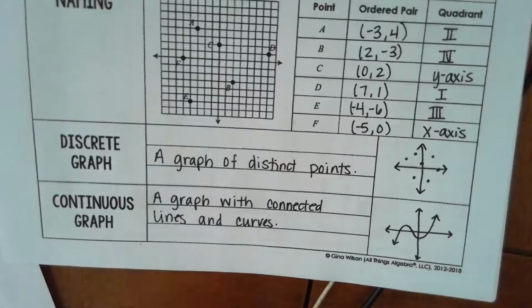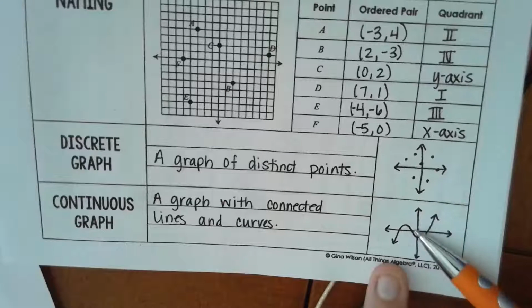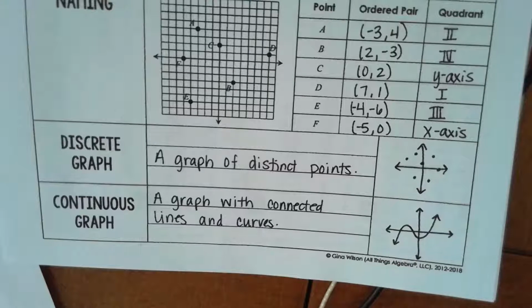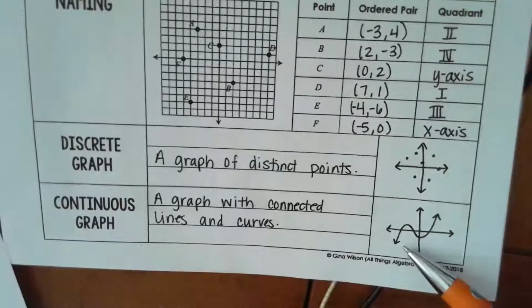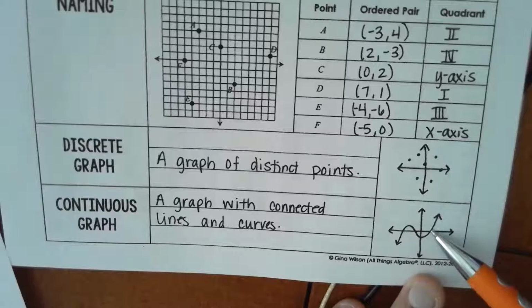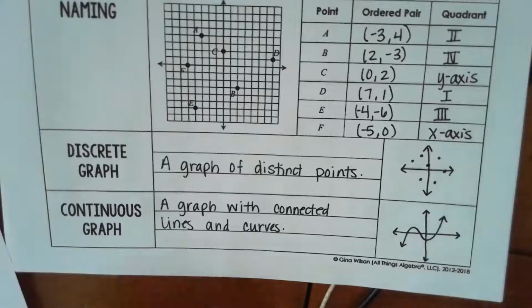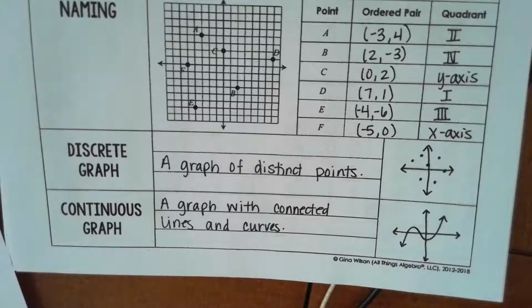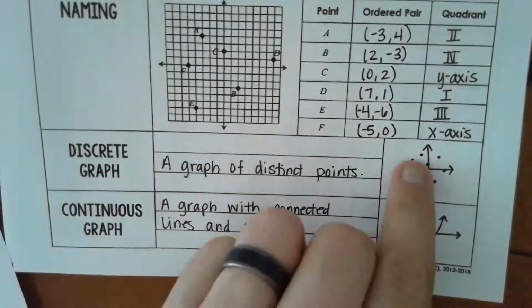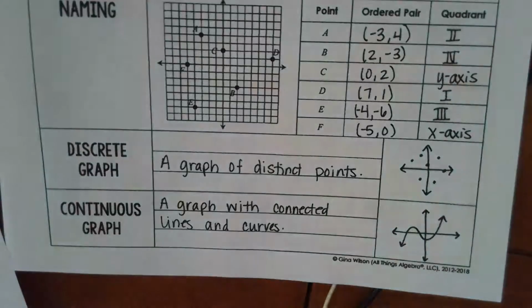Now a continuous graph is different. It has points, but all the points are connected by lines and curves. And really, when you have a line or a curve like that, there are an infinite amount of points connected to each other, infinitely close together, to where it just makes this smooth line or curve. So discrete graph, not connected. Continuous graph, they are connected, line or curve. And that affects the domain and range.